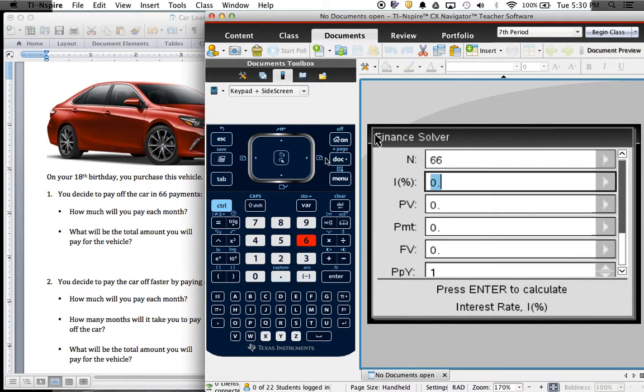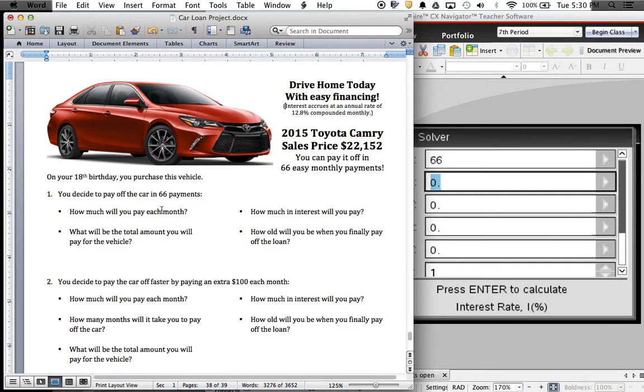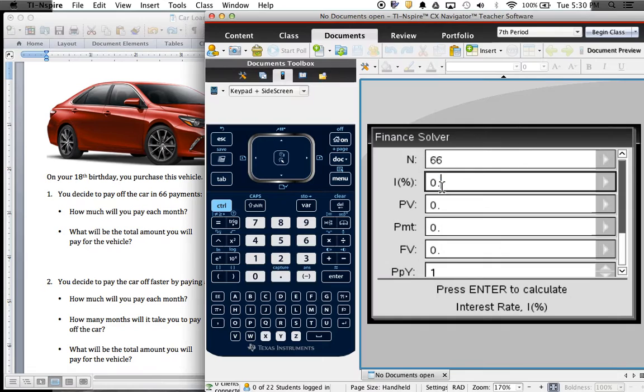Then you're going to push tab. And our interest rate, let's look at our interest rate. Our interest rate is 12.8%. In your notes, it says do not move the decimal. Normally, we would change that percentage to a decimal, but this calculator is so easy, it does all the work for us. Now, the present value, that's your initial loan amount.